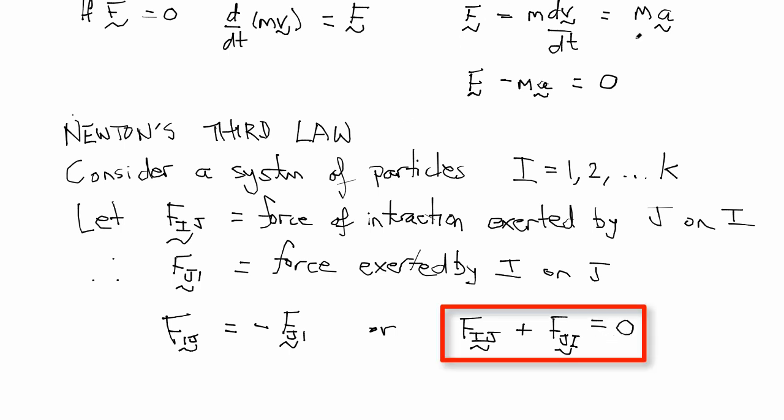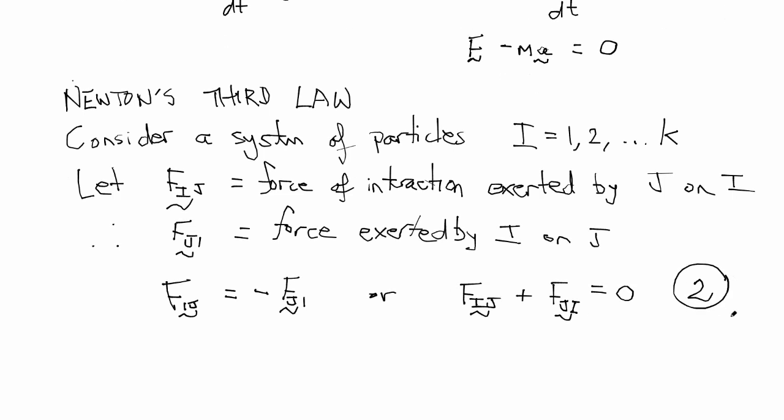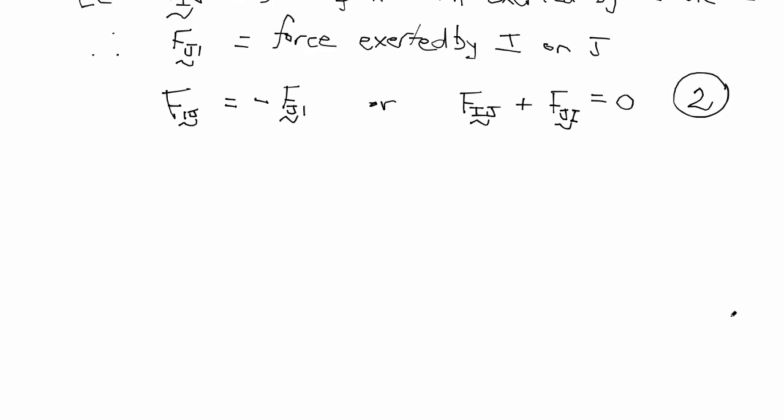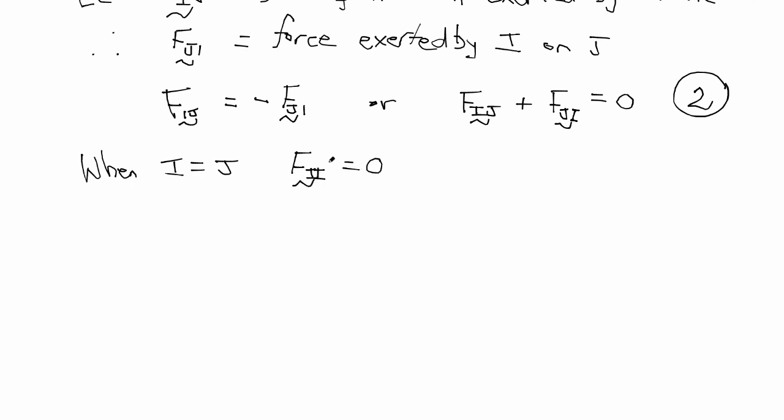Before we go on, let's label F equals ma as equation 1, and Newton's third law as equation 2. Now let's consider the case when i equals j. Then of course Fii must be equal to the negative of itself, which means that it can only be 0.